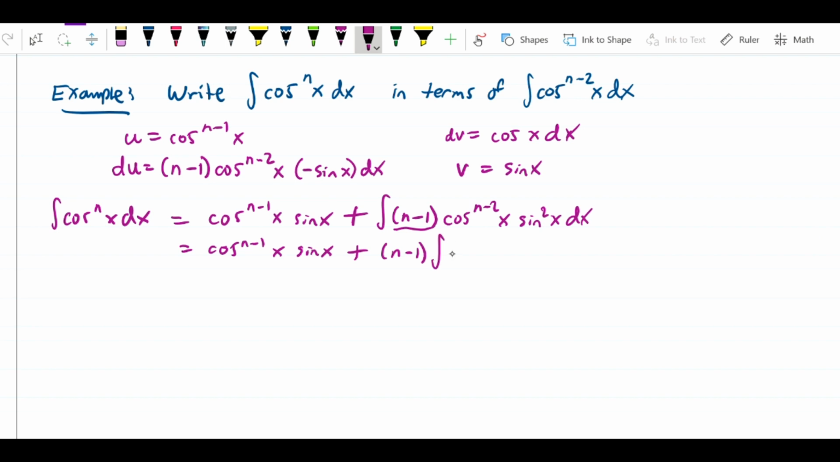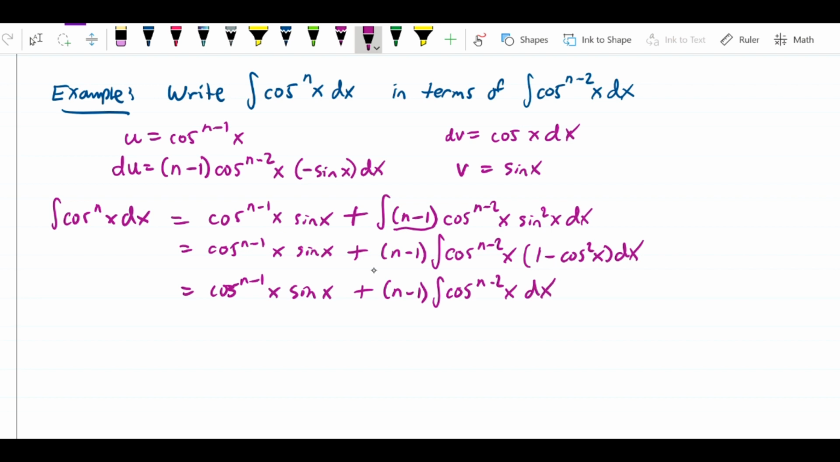So this is going to be the integral of cosine n minus 2 x, and sine squared I'm going to rewrite as 1 minus cosine squared. So we keep going. This becomes cosine n minus 1 x sine x plus n minus 1 times the integral of cosine n minus 2 x dx. Now I've got this n minus 1 multiplying that minus term, so it's going to be minus n minus 1 times the integral of cosine n minus 2 times cosine squared. Think about this: if I have x to the 98 and multiply it by x squared, I just get x to the 100. So I'm just adding 2 to the exponent, and conveniently n minus 2 plus 2 comes out to n. So this is going to be cosine n x dx.